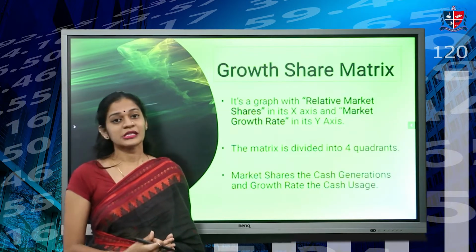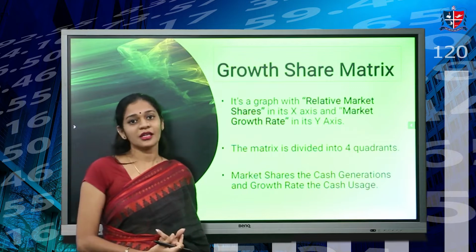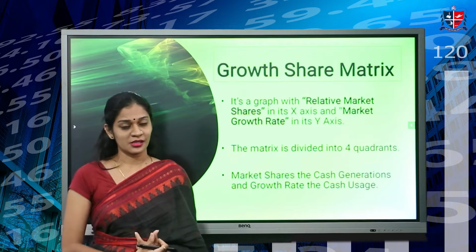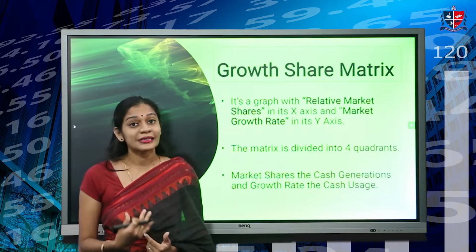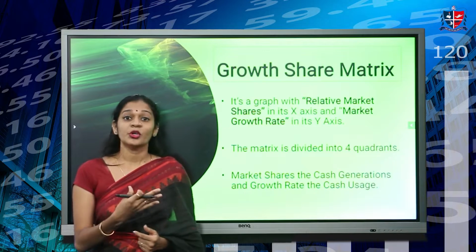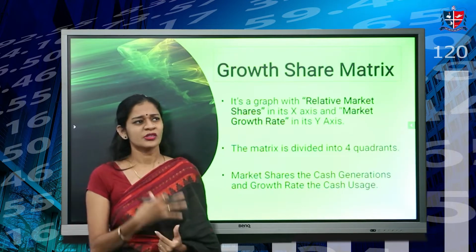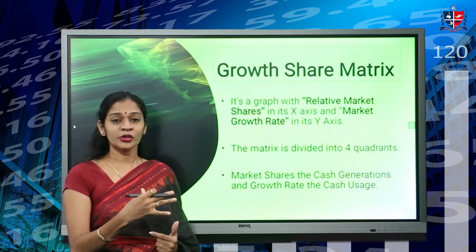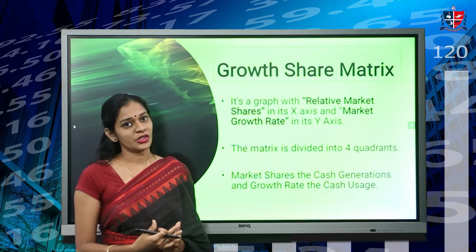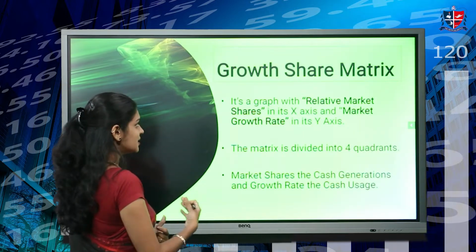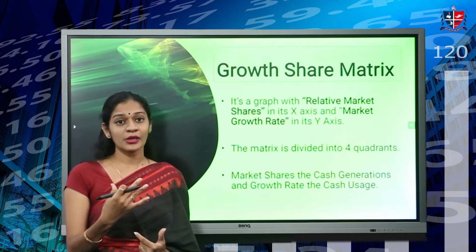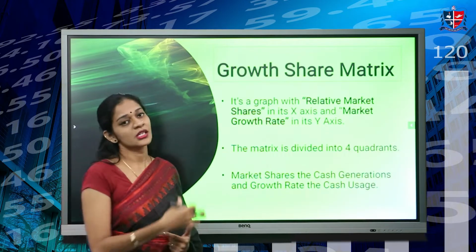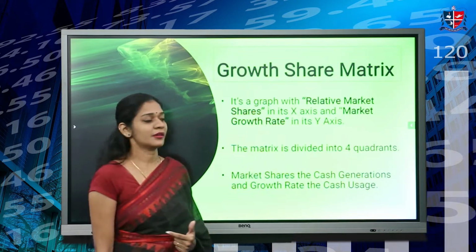So the BCG matrix says which product lines we have to invest more in, which product lines have to be removed from the business, and which product lines need more strategies for development. Basically, it talks about the growth rate and market share of a business. It is known as the growth share matrix because it shows the relationship between market growth and market share. So it is otherwise known as the market share matrix.